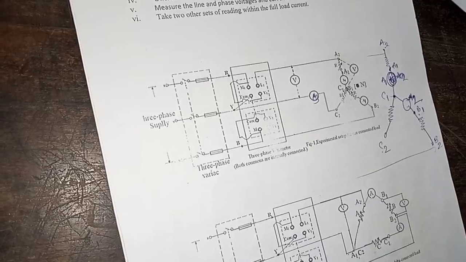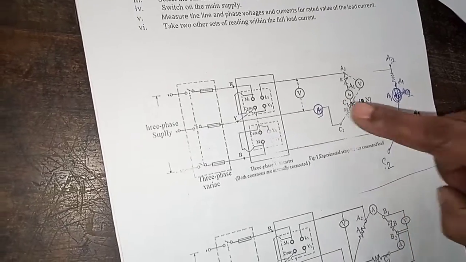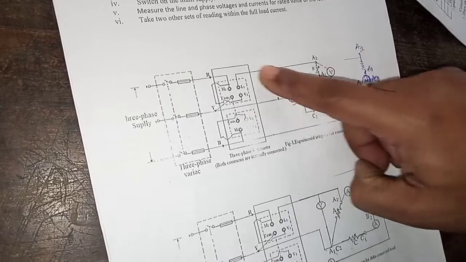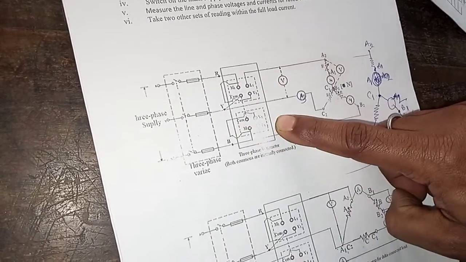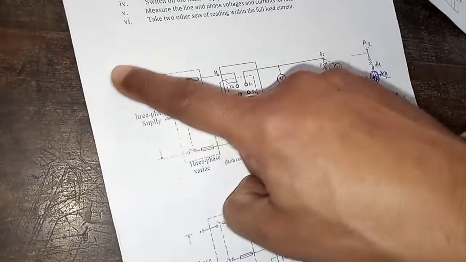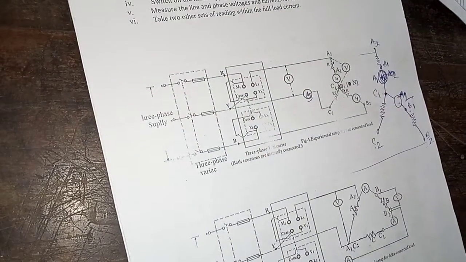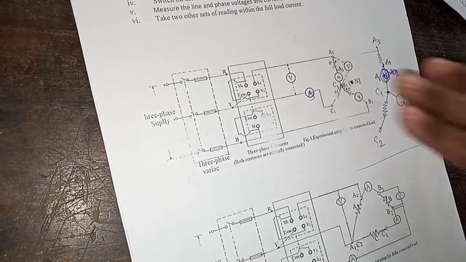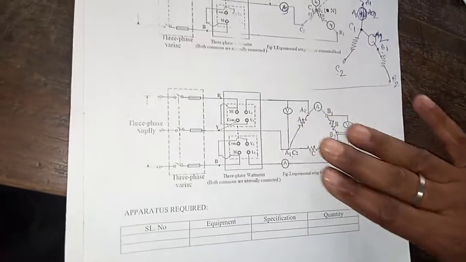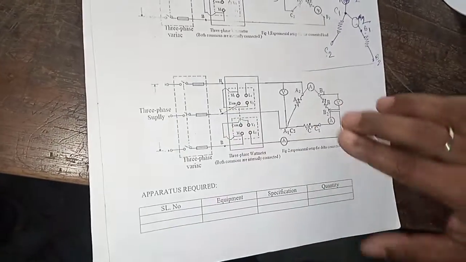So what apparatus are we using here? We require 3 ammeters, 2 voltmeters, 1 three-phase wattmeter, and a variable AC supply. For that we require a three-phase variac, because it is a three-phase supply. The same circuit we will have to make for the delta connected load also. The connection of the wattmeter is the same.